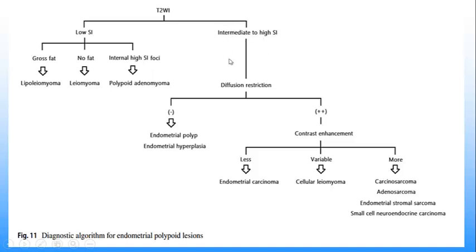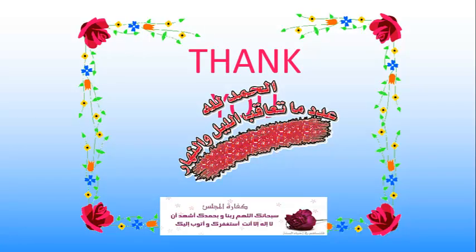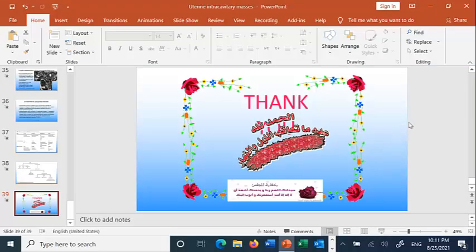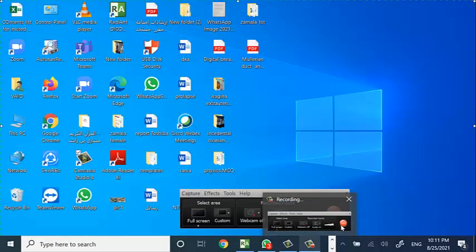If intermediate to high signal, then we can look at diffusion. If there is no diffusion restriction, we lean towards benignity: endometrial polyp or endometrial hyperplasia. If there is contrast enhancement: less enhancement with the endometrial carcinoma, variable with the cellular leiomyoma and degenerated myoma, and marked enhancement with the carcinosarcoma, adenosarcoma, and endometrial stromal sarcoma. I think by that we generally have an idea how to approach intracavitary uterine lesions. Sometimes it's good, and sometimes we need more to confirm that it's a rare entity. Thank you.